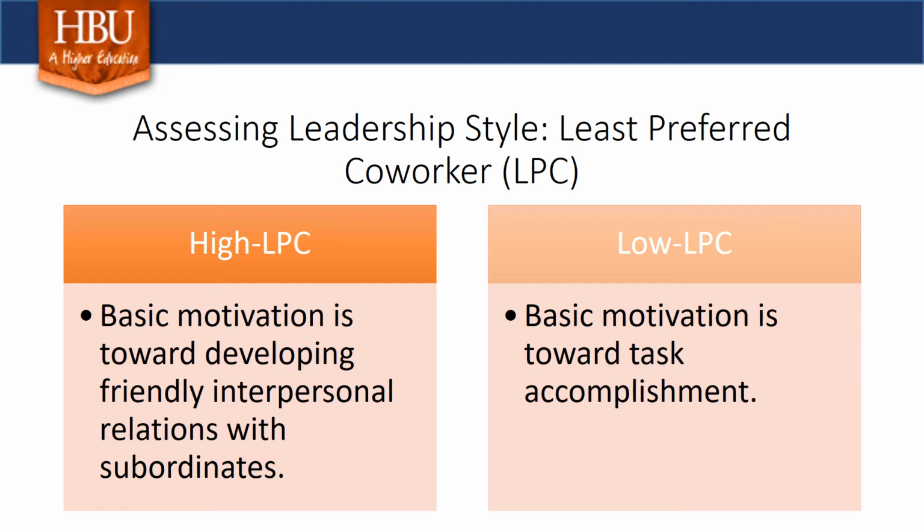The high LPC individual is a person who derives major satisfaction from successful interpersonal relationships, and that low LPC person derives major satisfaction from task performance. Thus, the basic motivation of a leader who gives a high LPC rating is primarily toward the development of interpersonal relationships, particularly with subordinates, whereas the basic motivation of a leader who gives a low LPC rating is primarily toward task accomplishments. High LPC is about relationships, low LPC is about task accomplishment.